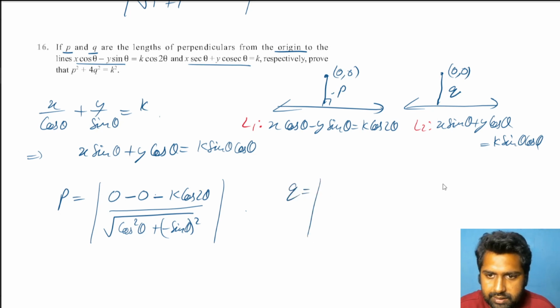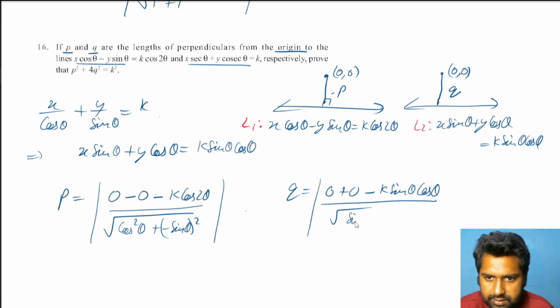Okay, similarly you can write Q also. Q will be again modulus of, put 0, 0 in this equation, so 0 plus 0 times x, 0 times y, minus k sin theta cos theta, and the denominator will be square root of the same thing, sin square theta plus cos square theta.